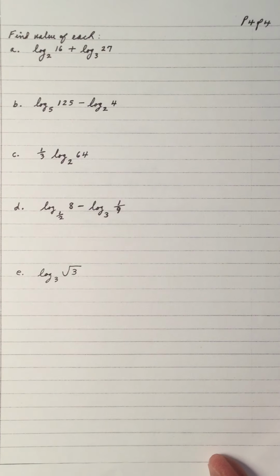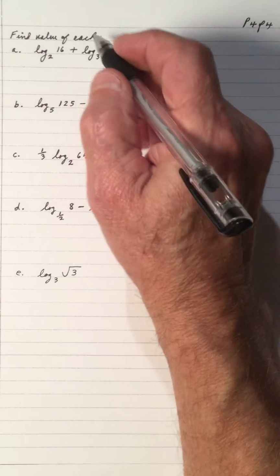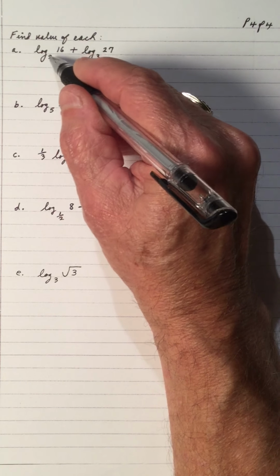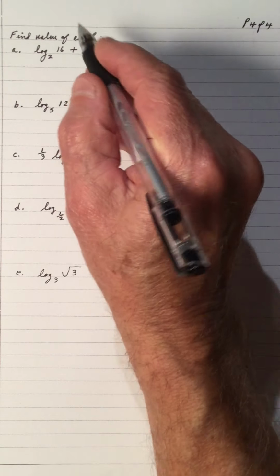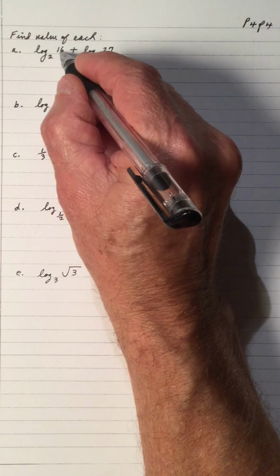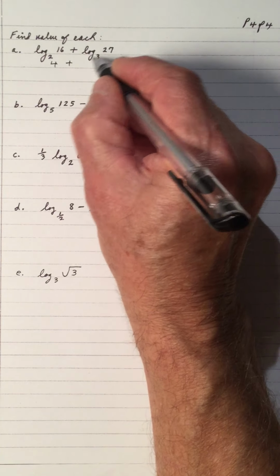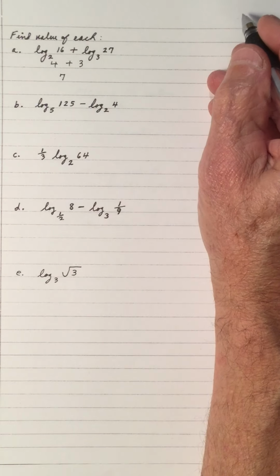Okay, another little extra question I like for students to comprehend is this one. Find the value of each. Notice we have the log of 16 base 2. We have the log of 27 base 3. So there are different bases. 2 to what power is 16? 4. 3 to what power is 27? 3. So that adds up to be 7.